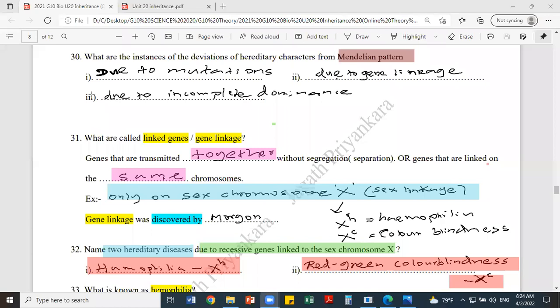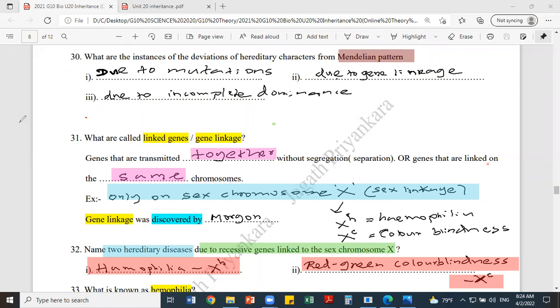This one is incomplete dominance. Sometimes we call it co-dominance. But in your syllabus, they have given only the first two: gene linkage and gene mutation. Mutation can be sudden unexpected changes in the phenotype of an organism. Because a mutation that occurs in chromosomes, I mean sex chromosomes in gametes, is definitely transferred to the next generation. So you can write that if you want.